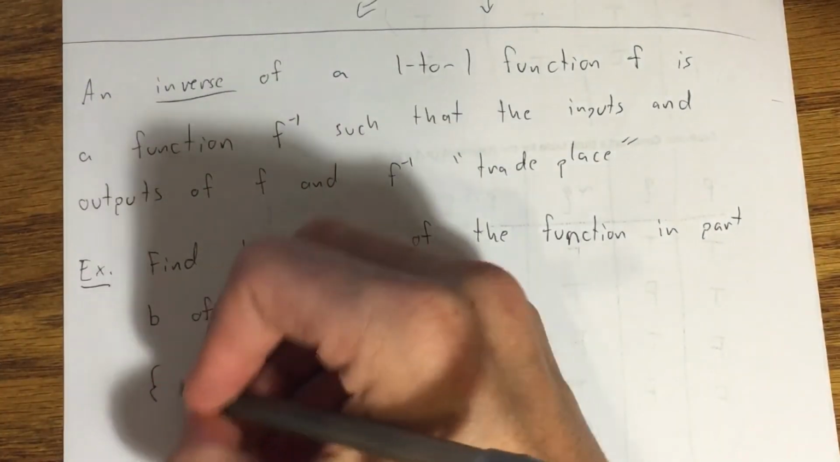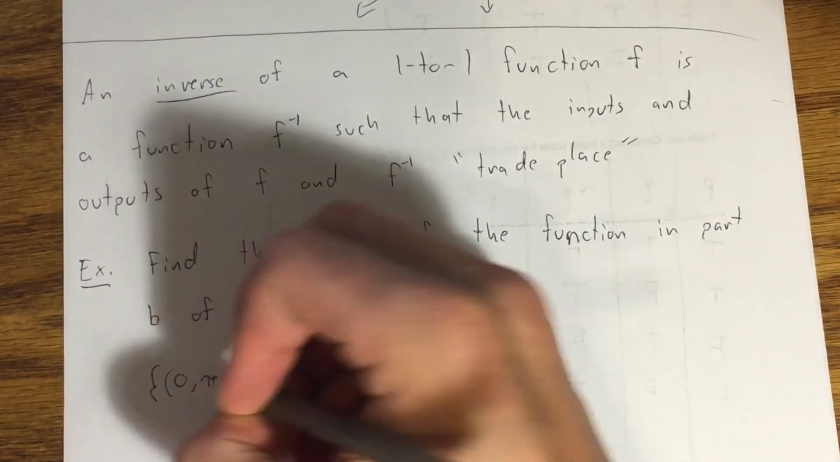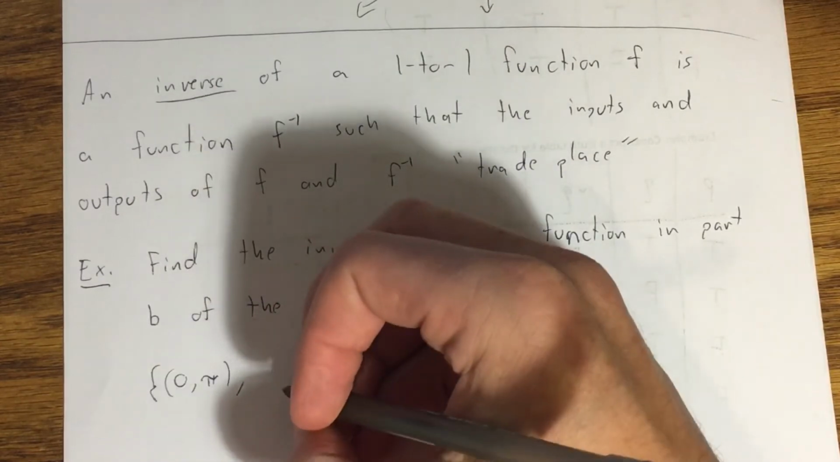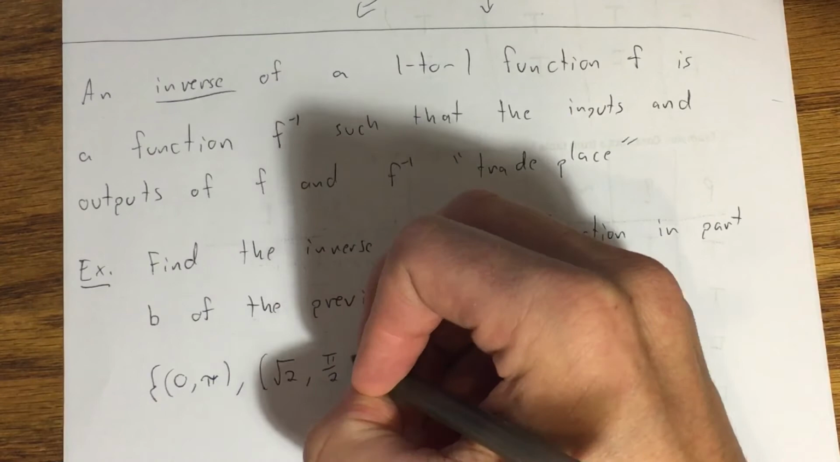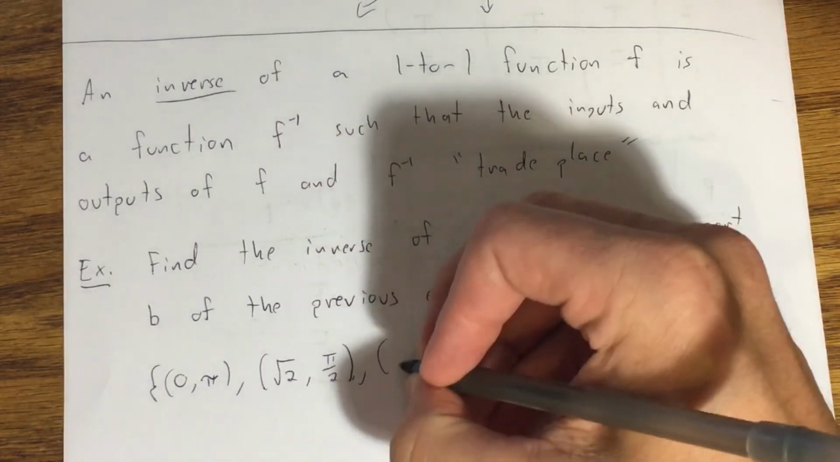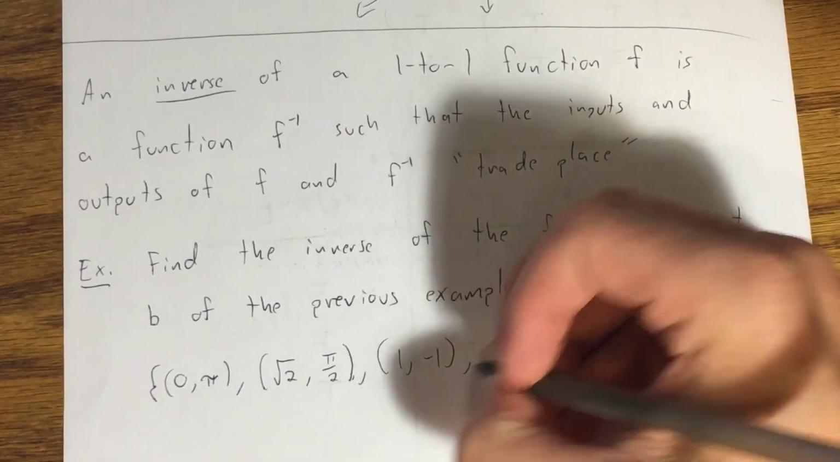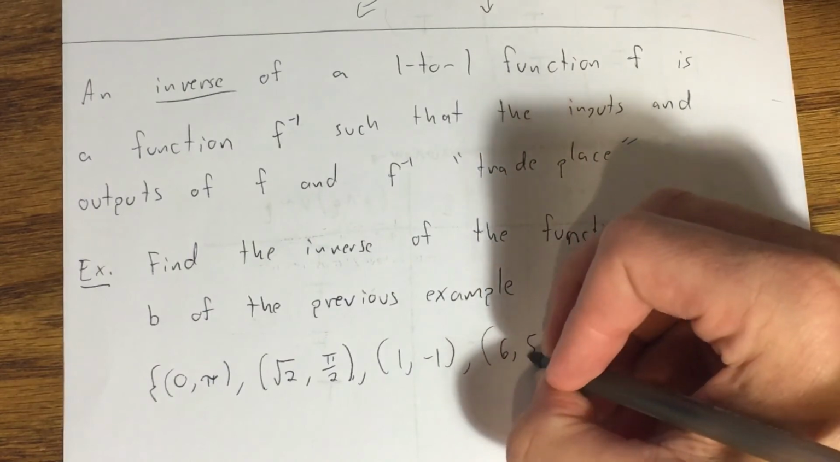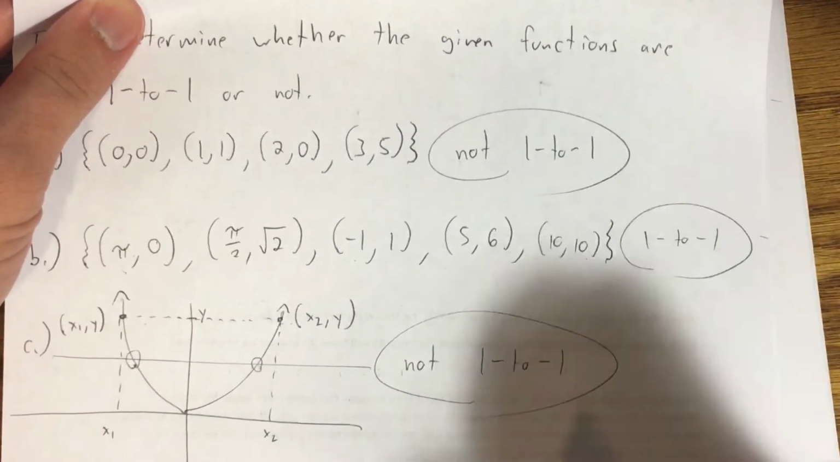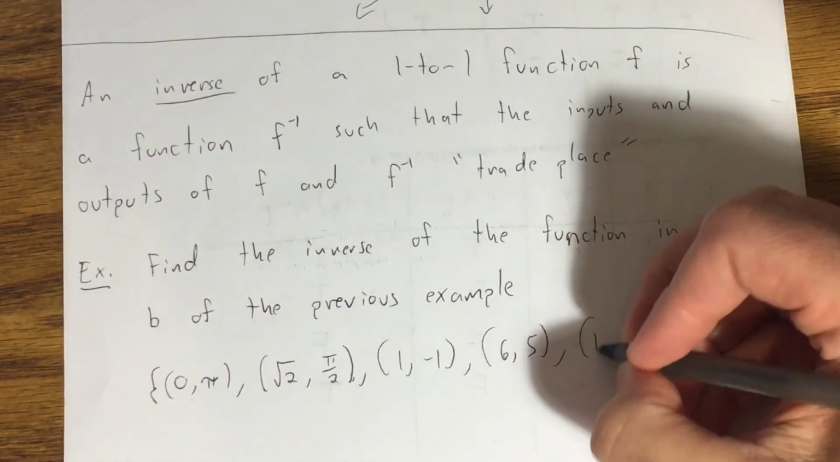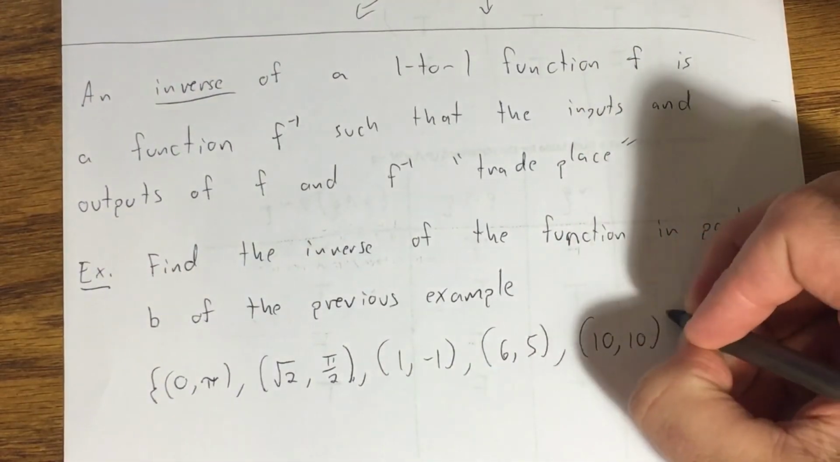So instead of (pi, 0), I'm going to have (0, pi). And instead of (pi over 2, root 2), I'm going to have (root 2, pi over 2), (1, negative 1), (6, 5). And then if you notice, the last ordered pair (10, 10) has the same input as output, so it's not going to look any different when they trade places.